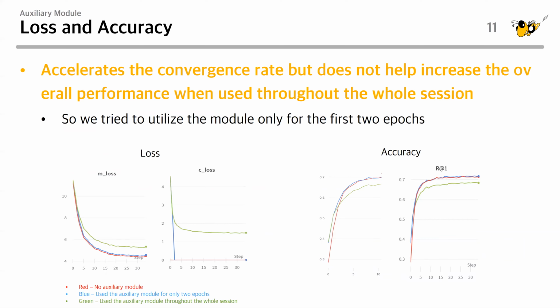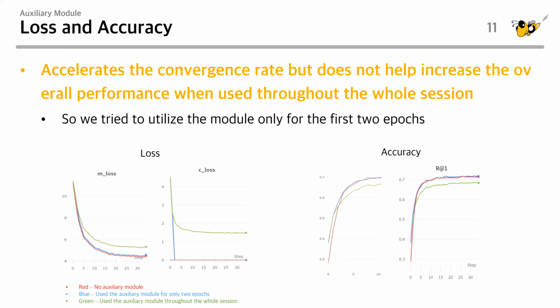The two graphs on the left delineate the metric loss and the classification loss. The graphs on the right are the accuracy plots. The green, blue, and red trends on the graph represent the following: the models trained with an auxiliary module throughout the whole training session, for only two epochs, and with no auxiliary module, respectively. You can see on the classification loss graph that the red trend is 0 and the blue trend reaches 0 after the second step because the auxiliary module, which uses the cross entropy loss, is not used.